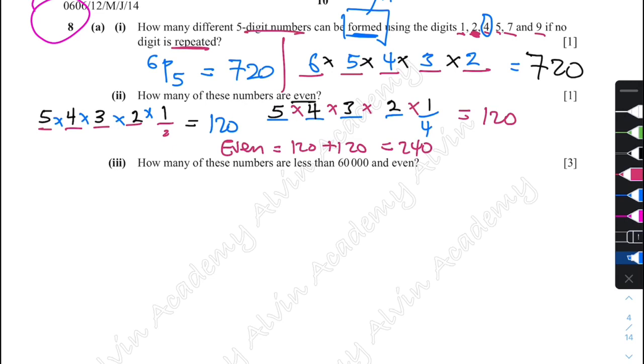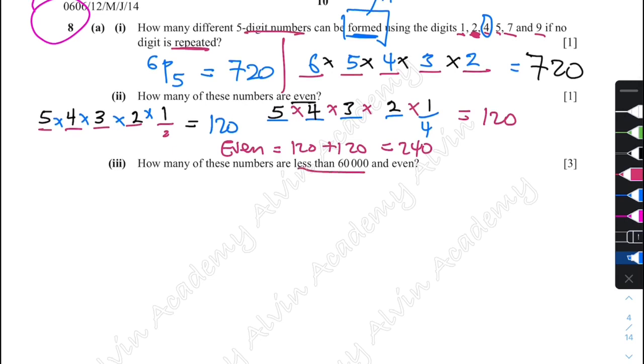Okay, now this is quite interesting. They ask how many of these numbers are less than 60,000 and even. So ask yourself, 60,000, how many digits? It's also 5. 1 2 3 4 5. So we have 5 digits. And then I'm also going to create another 5 digits. I'm creating 2 because there are 2 even numbers in the distribution, 2 and then 4.